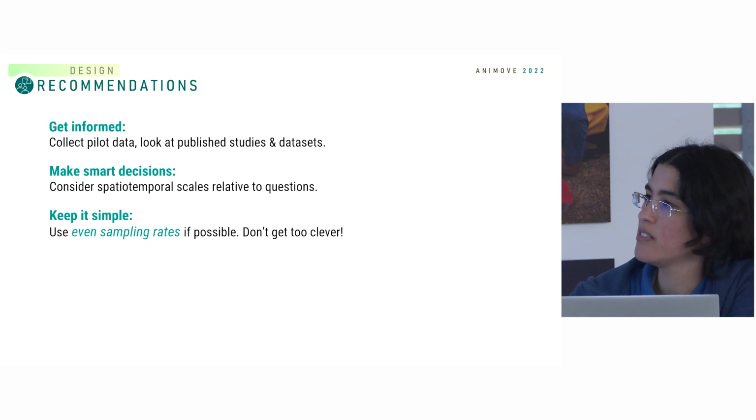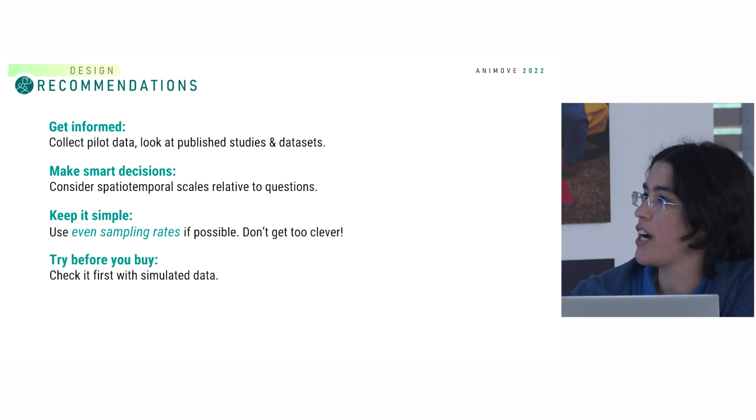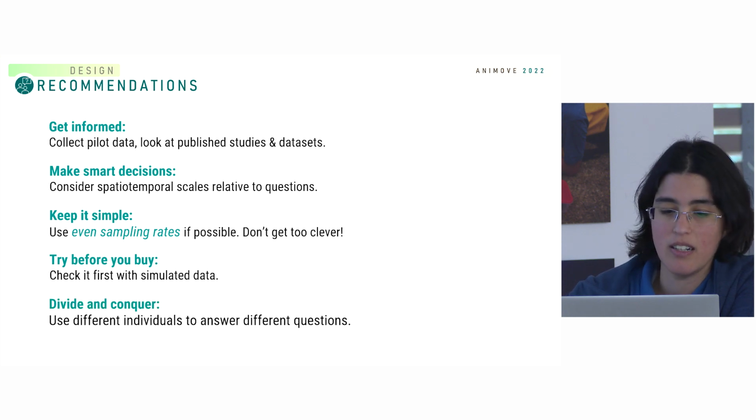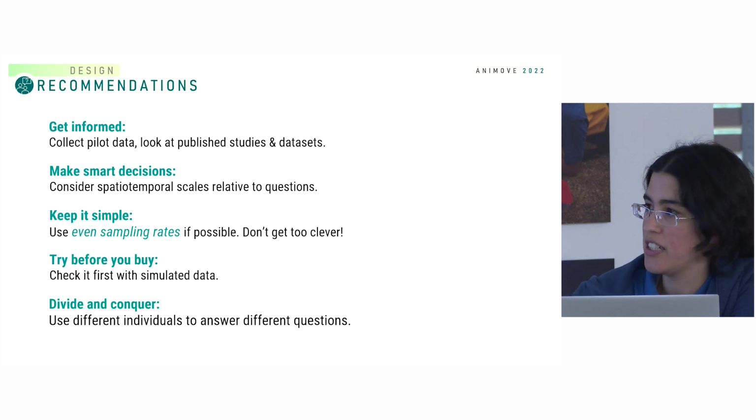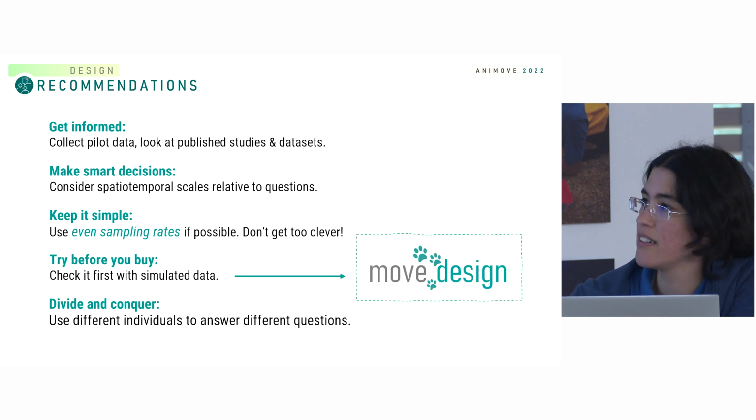And if possible, keep it simple. Use even sampling rates. Don't get too clever with your sampling. You can also try with simulated data first and see what you could expect. You can also divide and conquer, use different individuals to answer different questions. But instead of simulating data, you can potentially use my Shiny app if it works.